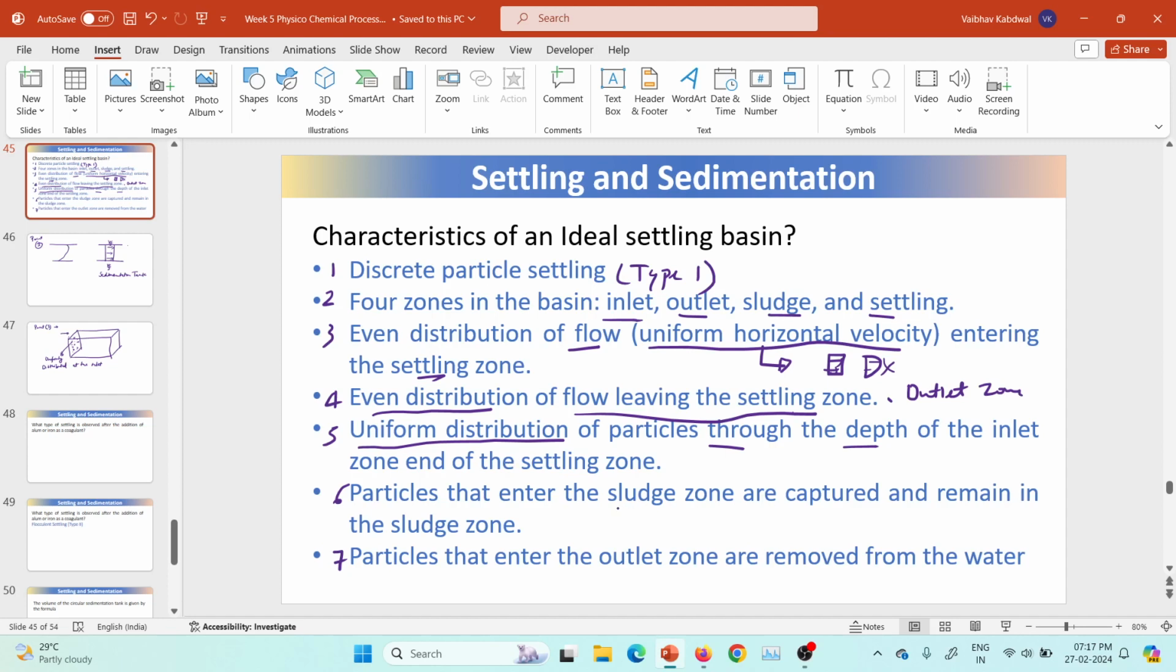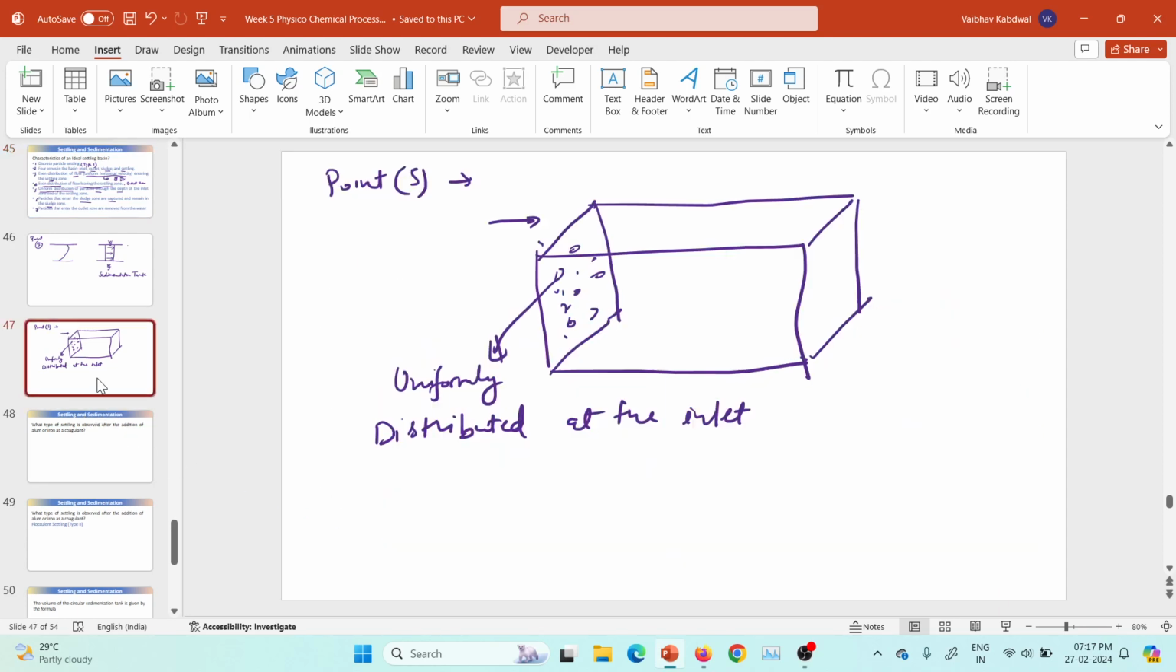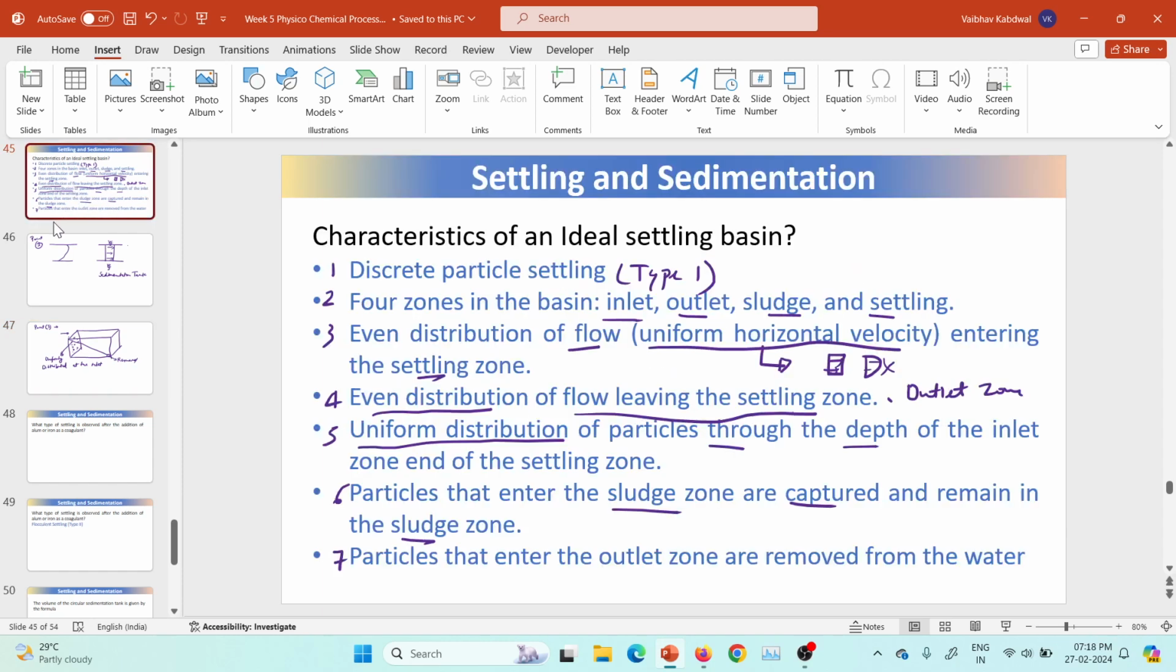Particles that enter the sludge zone are captured and remain in the sludge zone. So point number 6 says the particles which reached the sludge zone, the particles which reached here, we will consider as removed. This is point number 6.